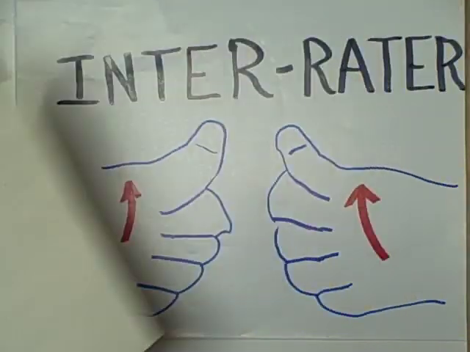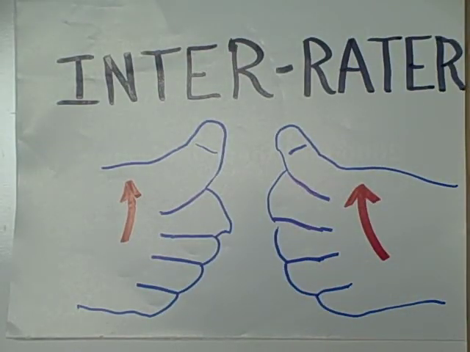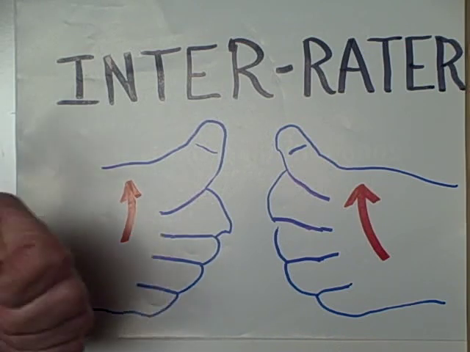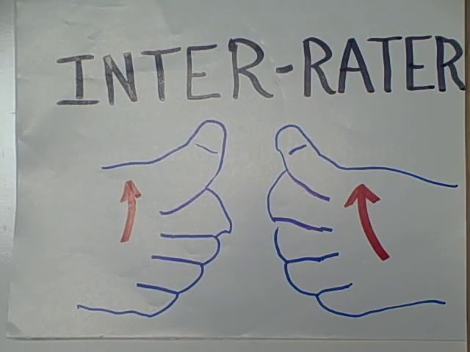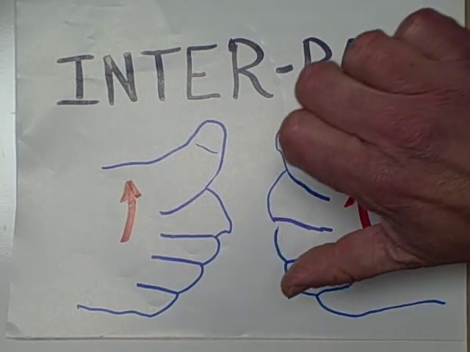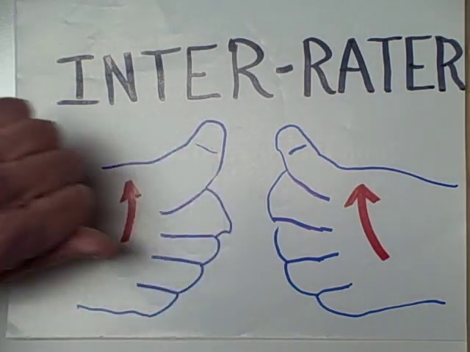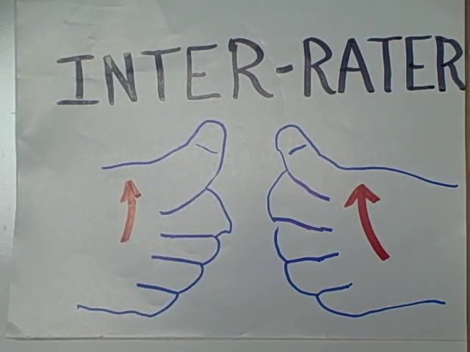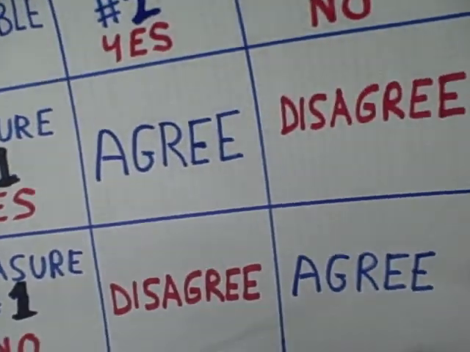The other form of reliability frequently utilized is called inter-rater. Imagine that we have two people rating movies or candidates for an interview, and each rater will say, thumbs up, I like this, or thumbs down, I don't like this. And what we see here is if the two raters agree most of the time, then we have inter-rater reliability.